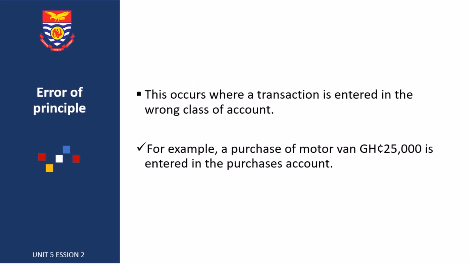Error of principle. This occurs where a transaction is entered in the wrong class of account. For example, a purchase of a motor van at 25,000 Ghana cedis is entered in the purchases account. We know that a purchase of a motor van is an asset and is supposed to be debited to an asset account and not to the purchases account. So if mistakenly it's debited to the purchases account, it is an error of principle and the trial balance will still balance.